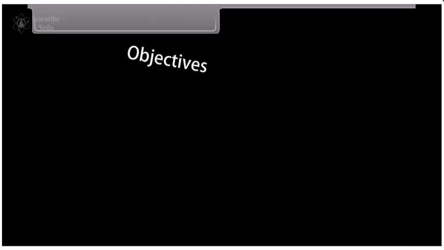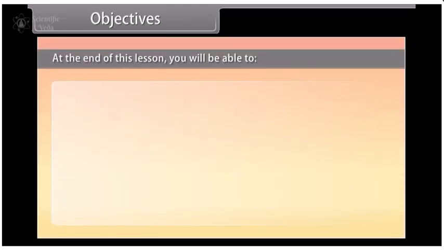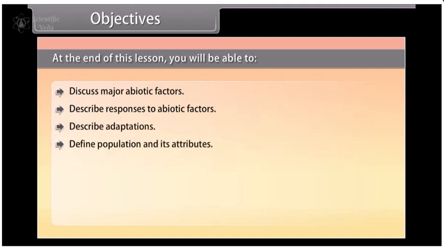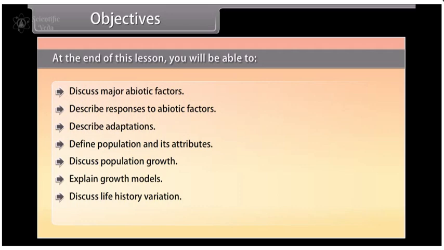Objectives. At the end of this lesson, you'll be able to discuss major abiotic factors, describe responses to abiotic factors, describe adaptations, define population and its attributes, discuss population growth, explain growth models, discuss life history variation, explain population interaction.